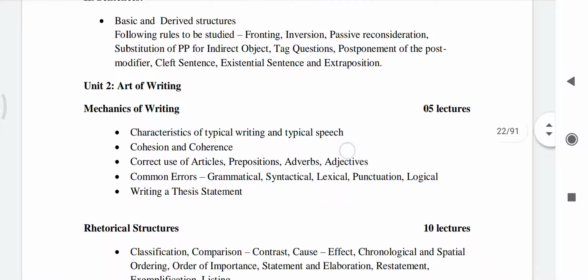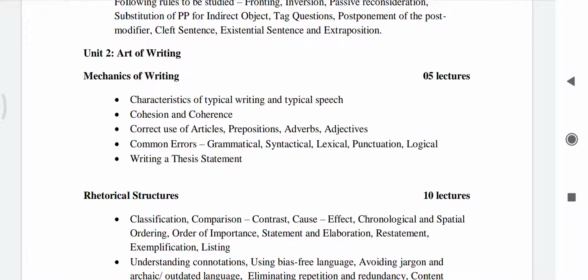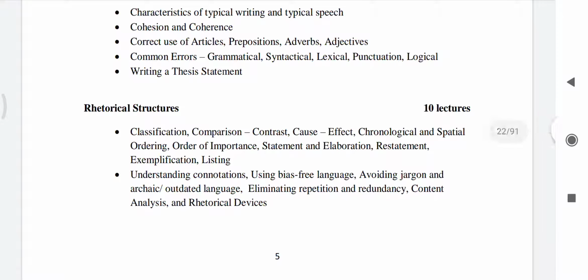In the art of writing, we have the mechanics of writing. That means what are the types of good writing, or a typical type of writing or typical type of speech? What are cohesive devices and coherence? What are the grammatical cohesive devices? So we have to study these cohesive devices, and the correct use of articles, prepositions, adverbs and adjectives needs to be given special attention.